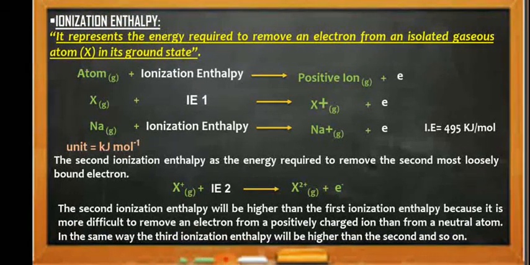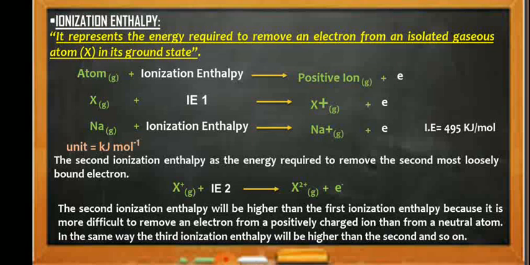Okay, now in the same way, the third ionization enthalpy will be higher than the second, and so on. Third ionization enthalpy means what? If the third inner electron is removed, the energy required to remove the third electron is the third ionization enthalpy, which will be greater than the second ionization enthalpy. Second is always greater than first ionization enthalpy.